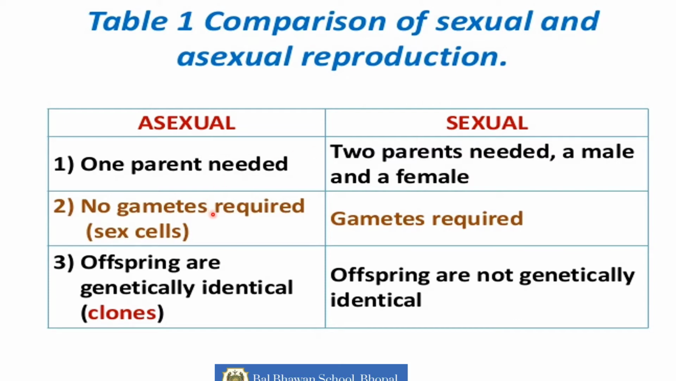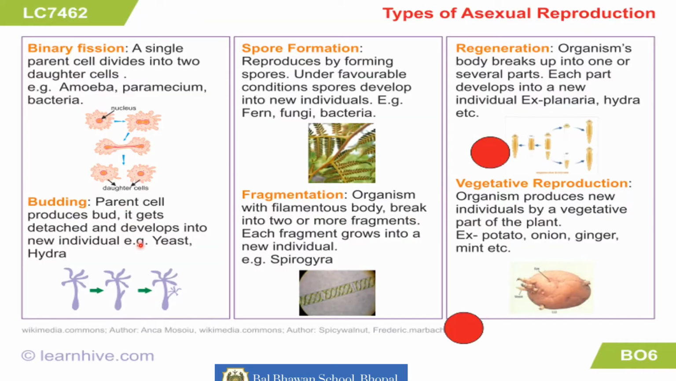In the case of asexual reproduction, gametes are not involved, whereas in sexual reproduction, gametes are involved. In asexual reproduction, the offsprings are genetically identical. We call them clones, whereas in sexual reproduction, offsprings are not genetically similar. There are variations. Now, let us discuss the types of asexual reproduction.